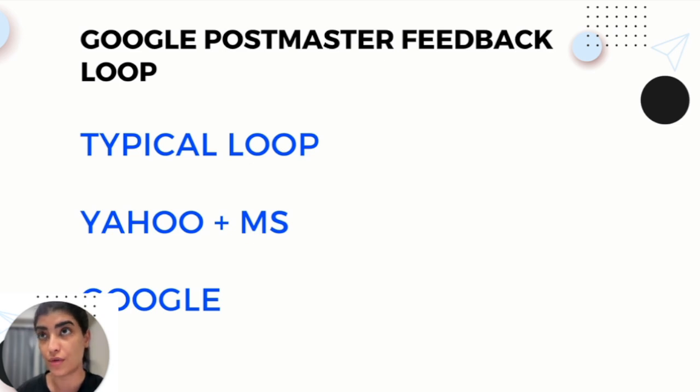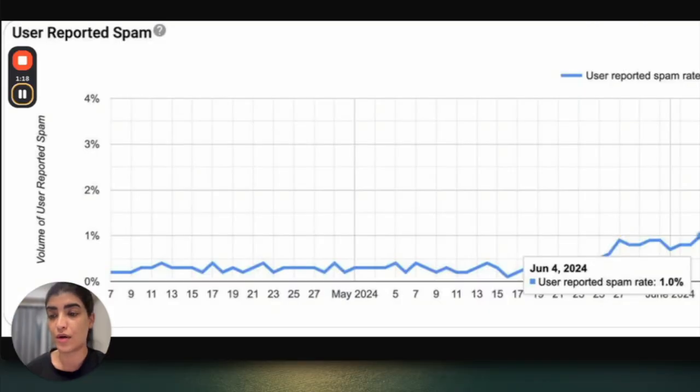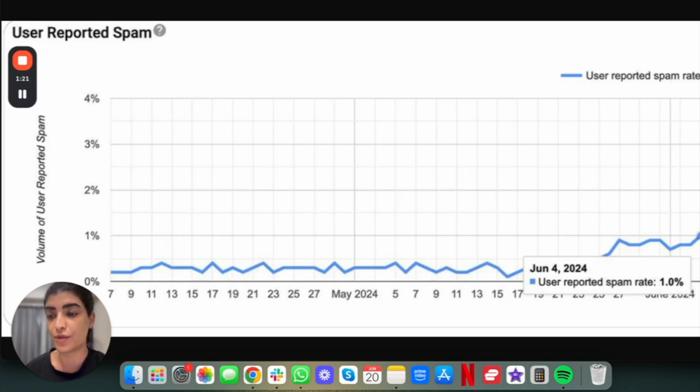Google does not do this though. Google does not identify the actual individual subscriber that marked it as spam, so it's a little bit different kind of loop. It's more general. Google expects you to be a good sender, which you should be. So what they do is they will send you aggregate data. They will not send you individual spam complaints. They protect the individual data.